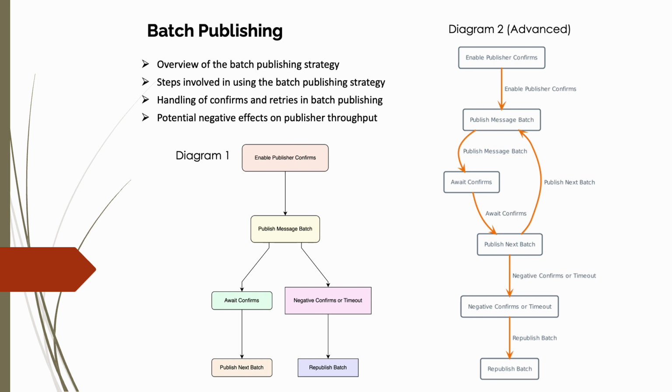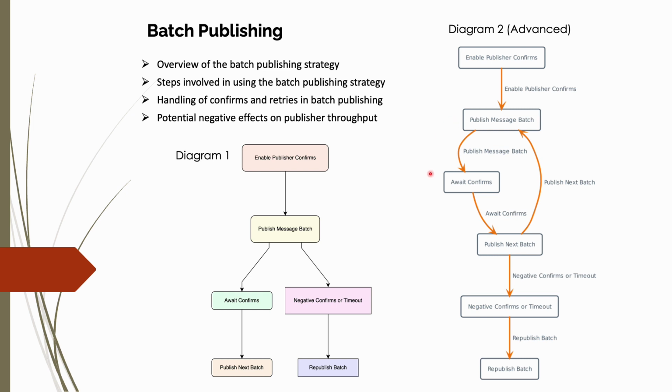Here's a quick summary of the notes for each node in the batch publishing advanced diagram on the right-hand side. Enable publisher confirms. This node represents the step where the publisher confirms are enabled on the channel. It ensures that acknowledgements will be received for each message batch published. Publish message batch. This node signifies the action of publishing a batch of messages. It is the step where multiple messages are sent together for processing.